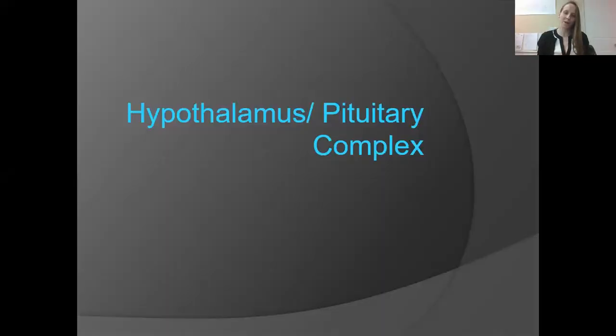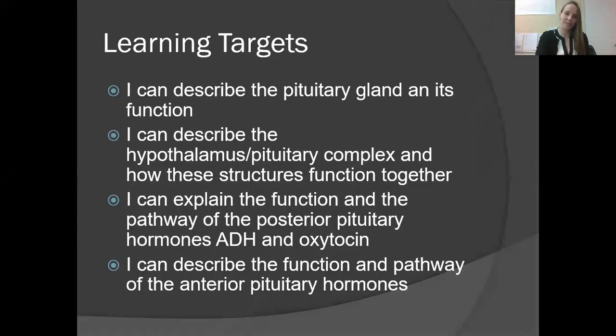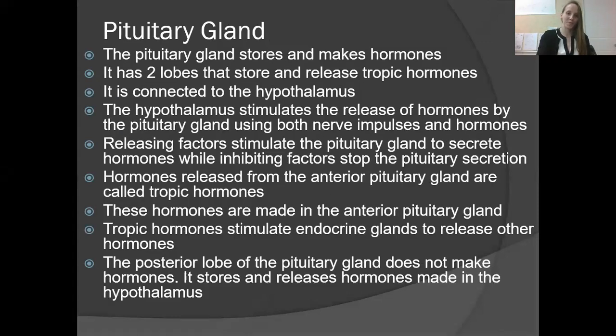So we're going to start today by talking about the hypothalamus and the pituitary, both in the brain. The hypothalamus, as we talked about, is kind of the control center for the endocrine system. So that's kind of why we're starting there. So we're going to describe what the hypothalamus does, what the pituitary gland does, and what hormones are produced by both the posterior pituitary and the anterior pituitary, and what all those different hormones do.